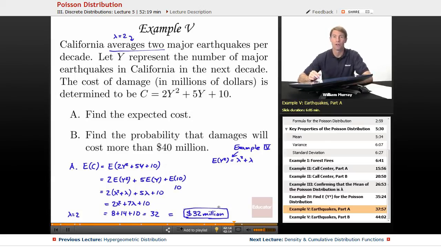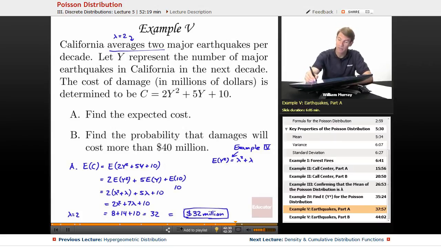So if you want to make some planning based on how much it would cost to retrofit buildings, or how much it would cost to make up different earthquake safety plans, you want to budget that against the expected amount of damages, which is going to be $32 million.